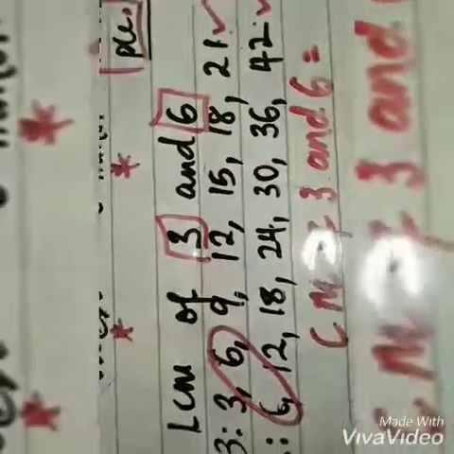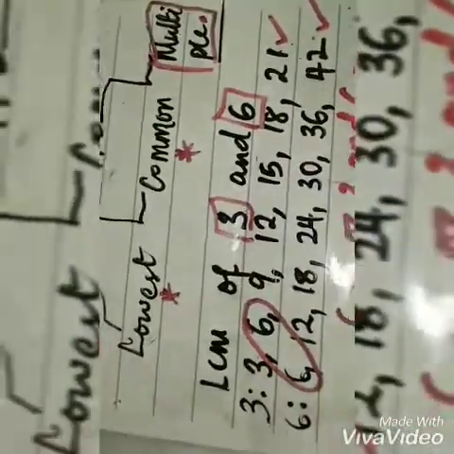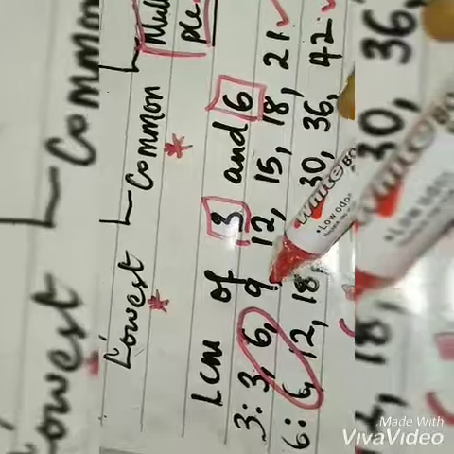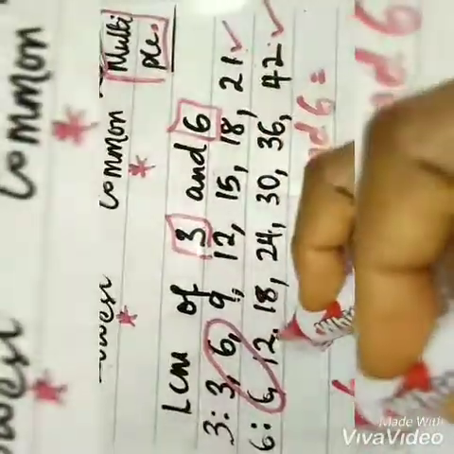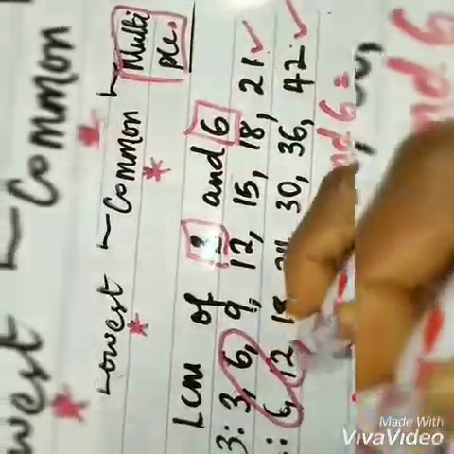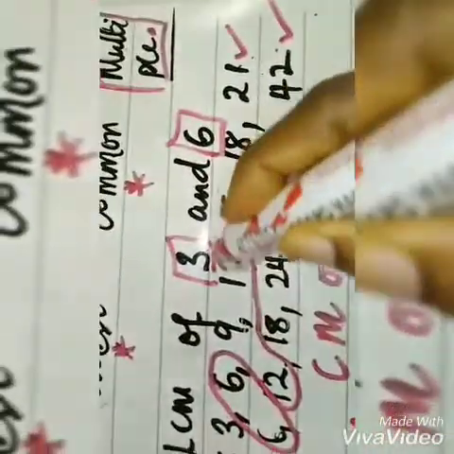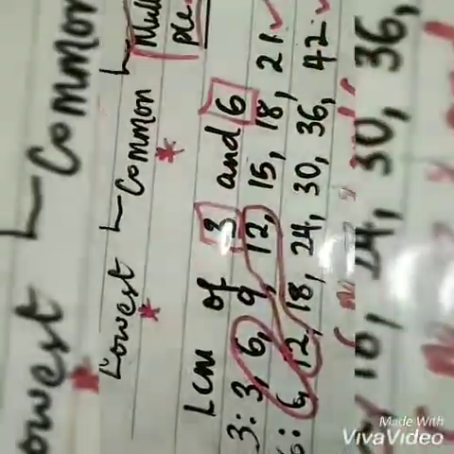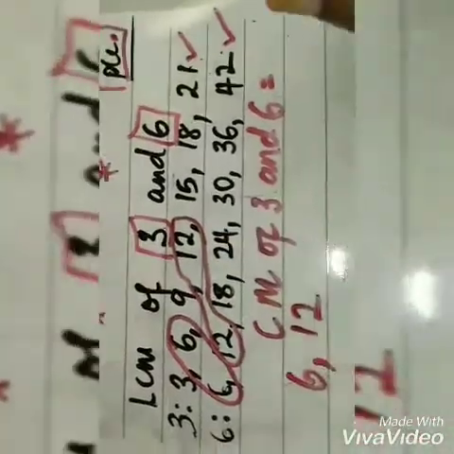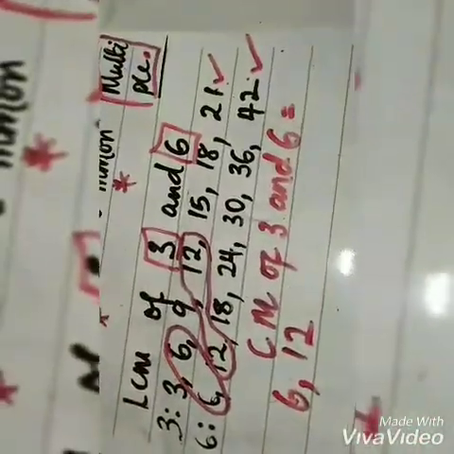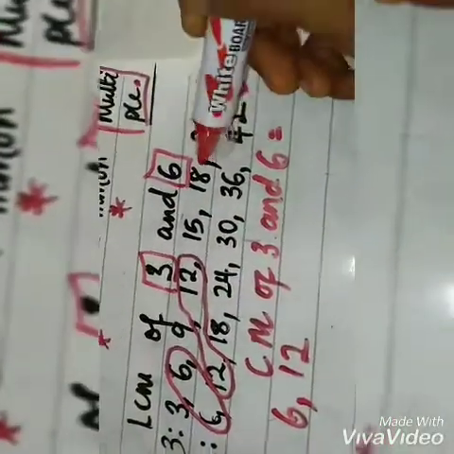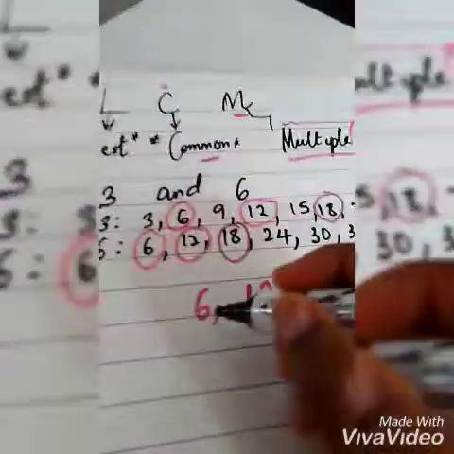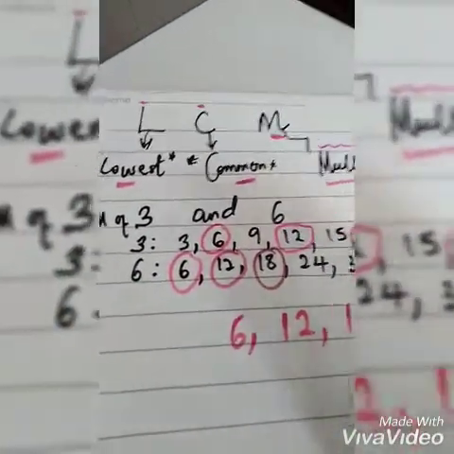We've gotten 6. So what other number is common? There's 9 here. There's no 9 here. There's 12, and there's 12. So another common multiple has to be 12. I'll just write that here. And then there's 15 here, but there's no 15 here, so it's not a common multiple. There's 18 here, and of course, there's 18.